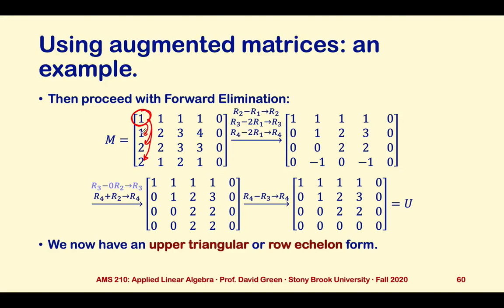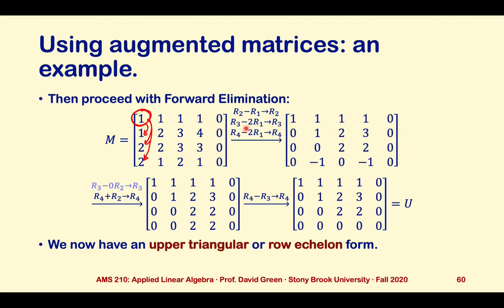Working through that, 1 minus 1 gives us 0. 2 minus 1 gives us 1. 3 minus 1 gives us 2. 4 minus 1 gives us 3. And 0 minus 0 gives us 0.